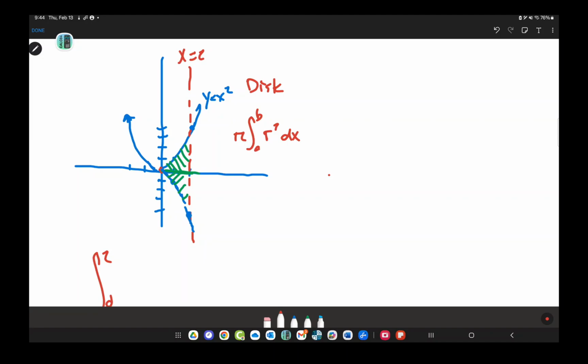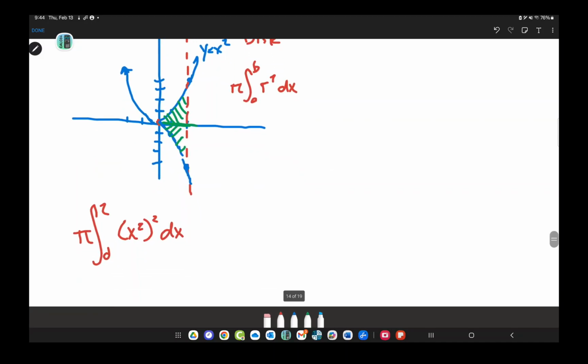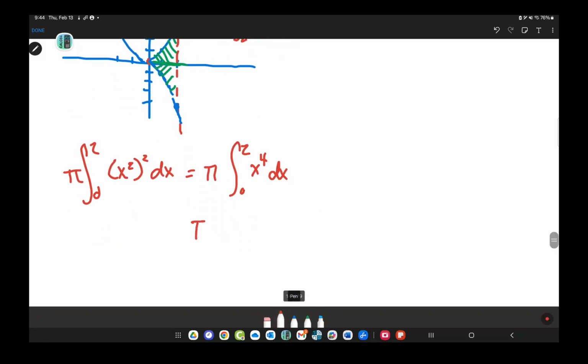So we have pi over here, 0 to 2. My radius is just the function itself, right? So just x squared, so x squared, squared, dx. So it becomes pi times the integral from 0 to 2 of x to the fourth dx, which we can just do by hand.